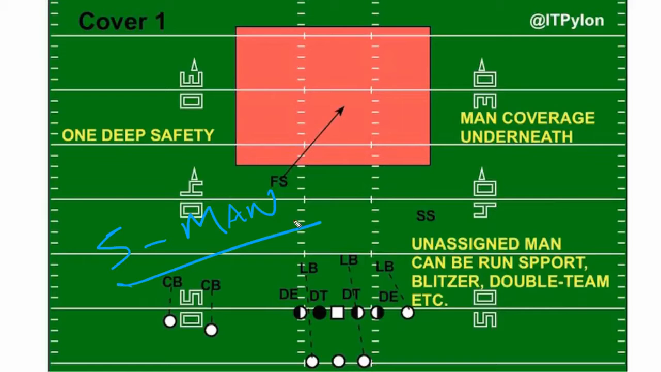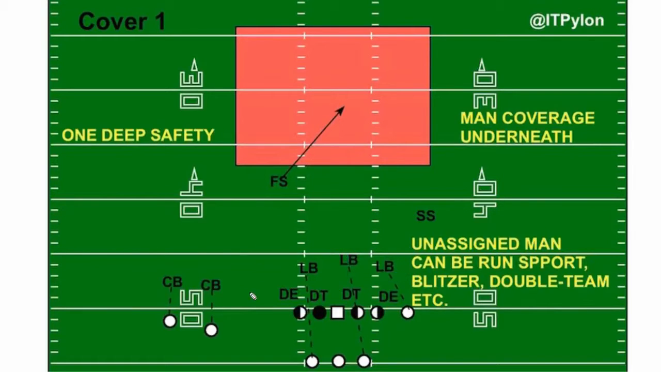This is how I usually think about cover one. That's man free, 11 dog, and then you get into the variations. If you want a better understanding of cover one variations, it's free safety down in the middle, lurk; strong safety down in the middle, robber; linebacker free in the middle, thief.